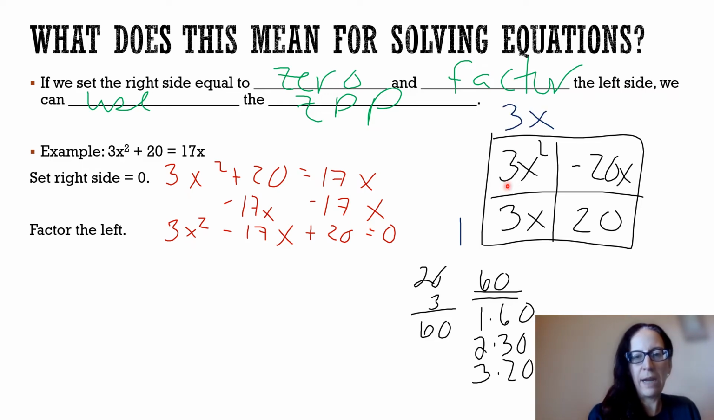And then right here, if this base is 3x and the area is 3x squared, this would have to be x. And then coming over here, if this is 20 and this is 1, this would have to be 20. Oh, wait a minute. Something is not right.